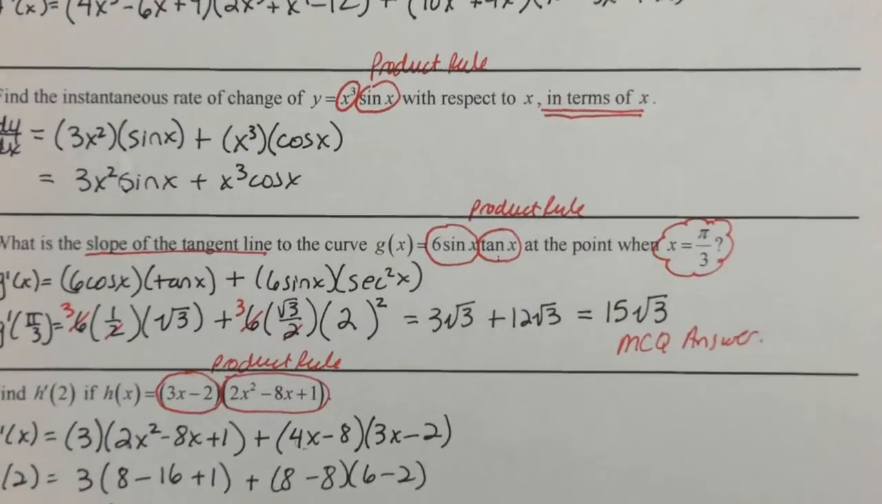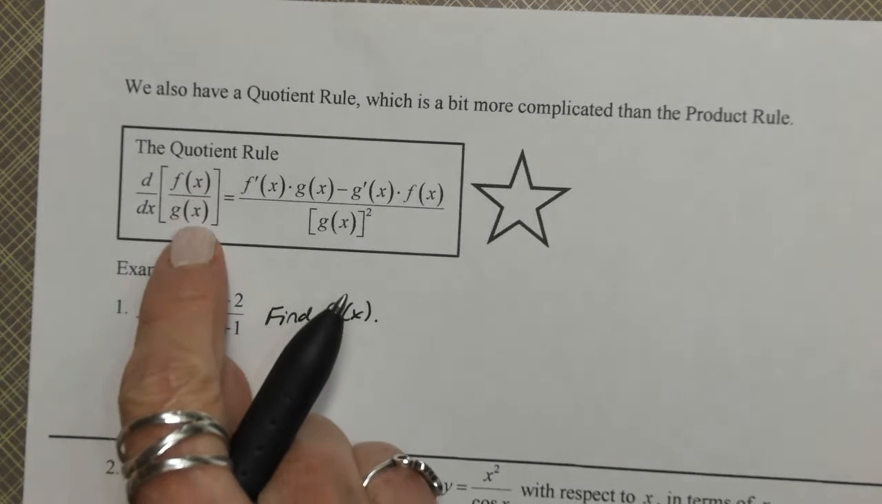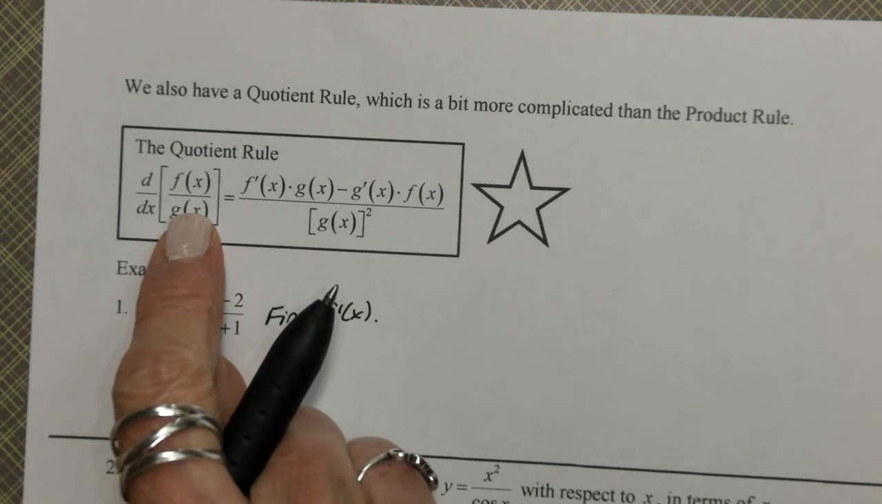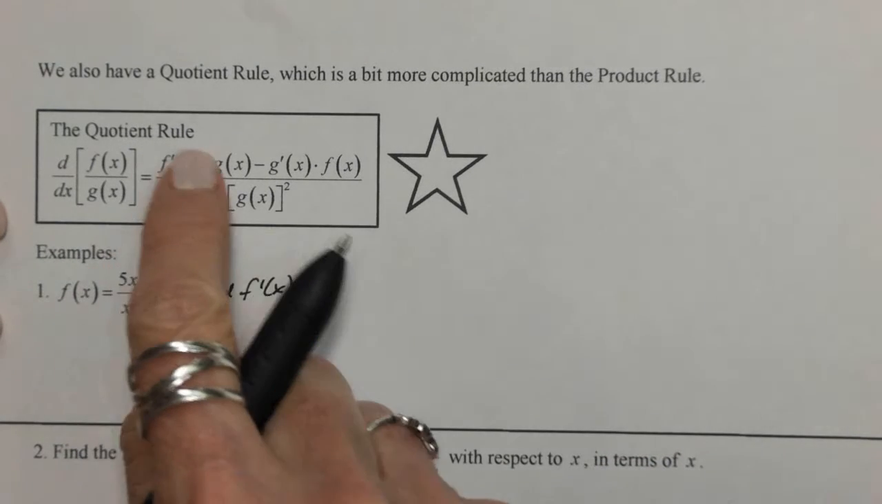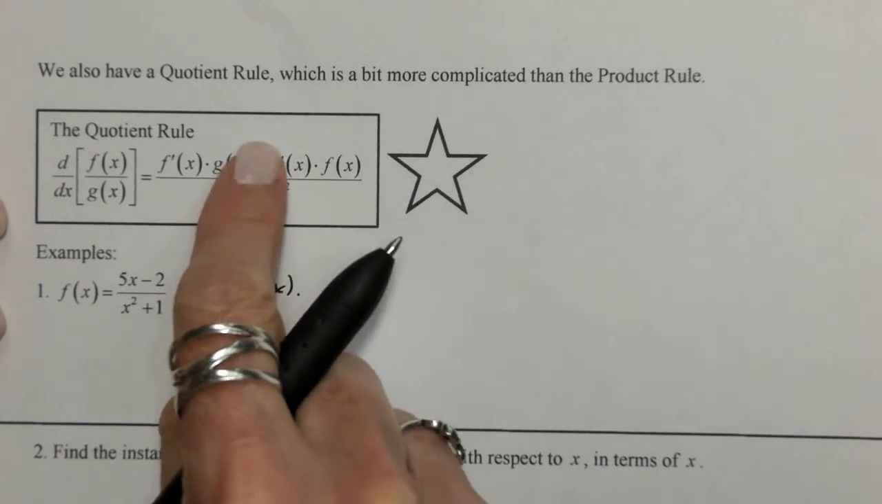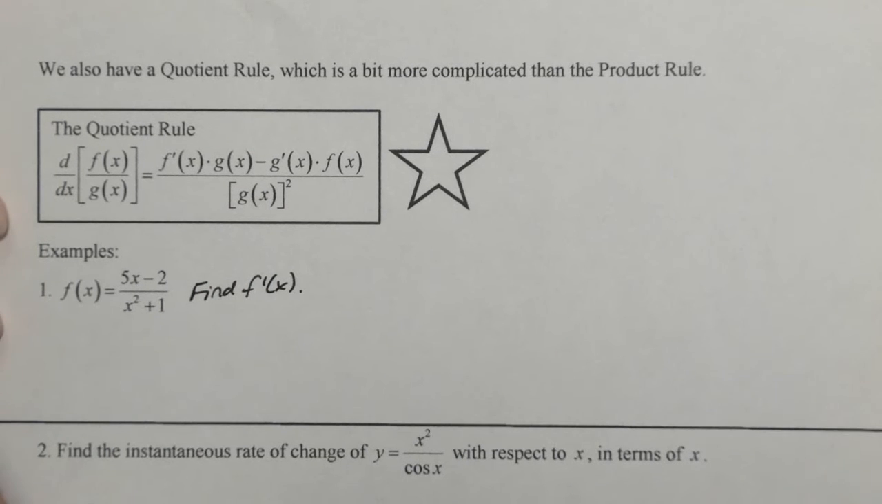Alrighty, so that's the product rule. Now we're going to talk about the quotient rule. What if you have a quotient of terms rather than a product of terms? Well, if you have a quotient, you need the quotient rule. And the quotient rule is a bit more complicated than the product rule was.